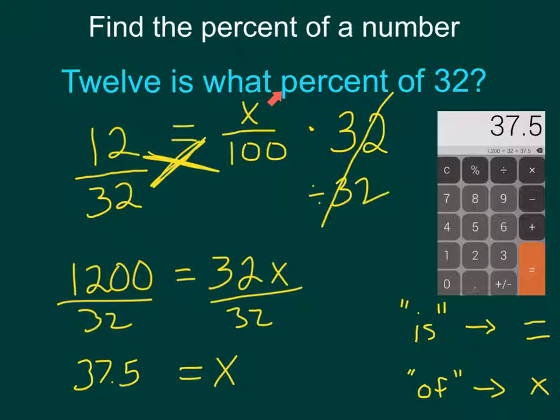Now be careful because it says what percent. Okay, so it's 37.5%. So 37.5% of 32 is going to be 12.